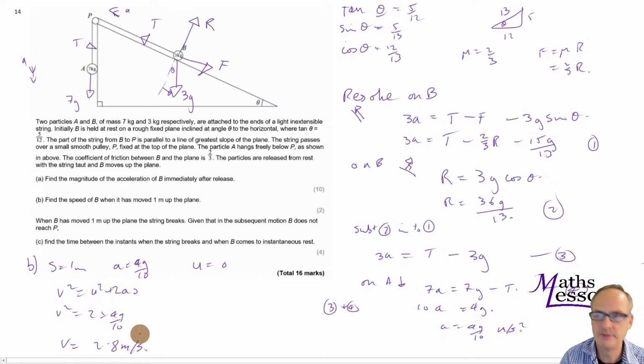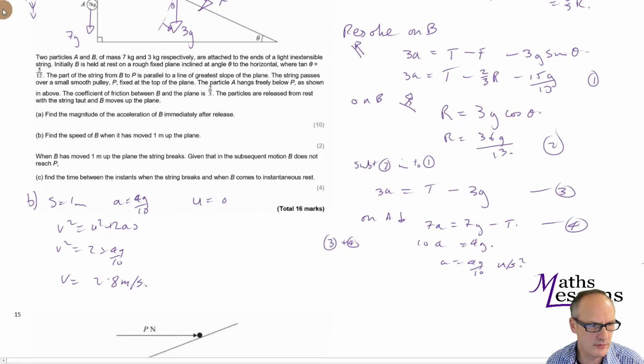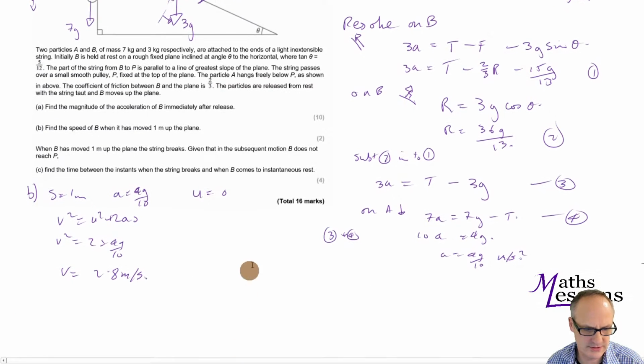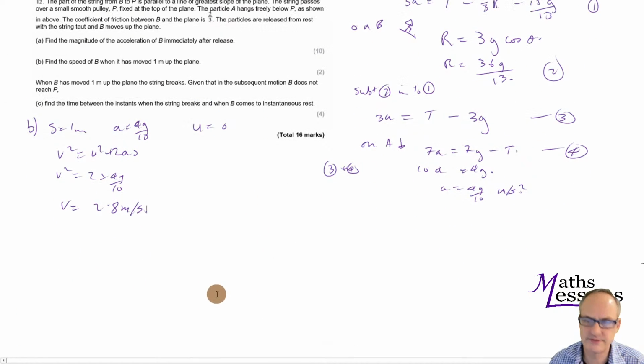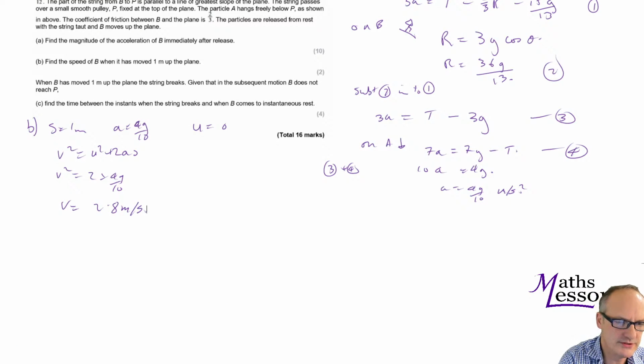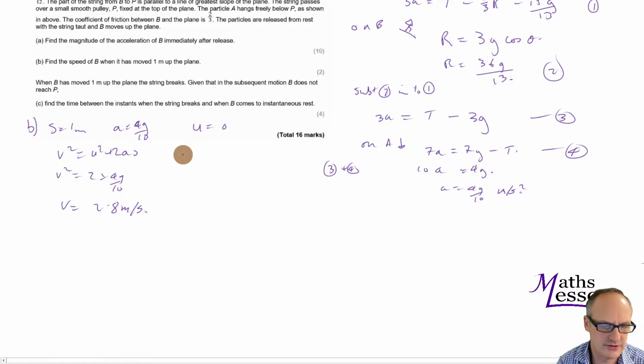Now, for the second part, I'm probably going to need a little bit more space to work this out. So let's create a bit more space on my screen. I think that's going to be enough. So for the second part, when B has moved 1 meter up the plane, the string breaks. Given the subsequent motion of B does not reach P, find the time between the instant when the string breaks and B comes to rest.